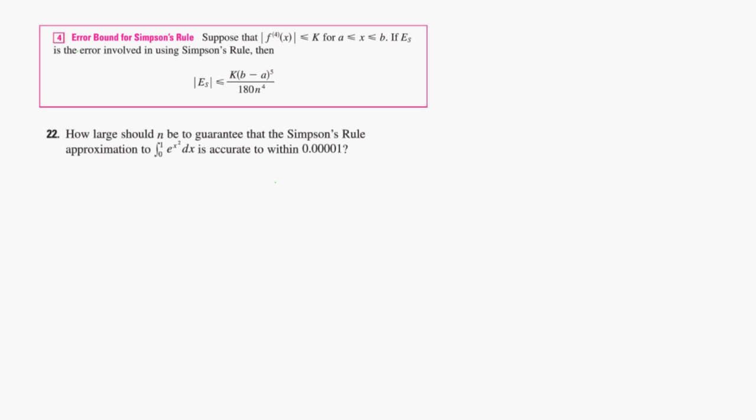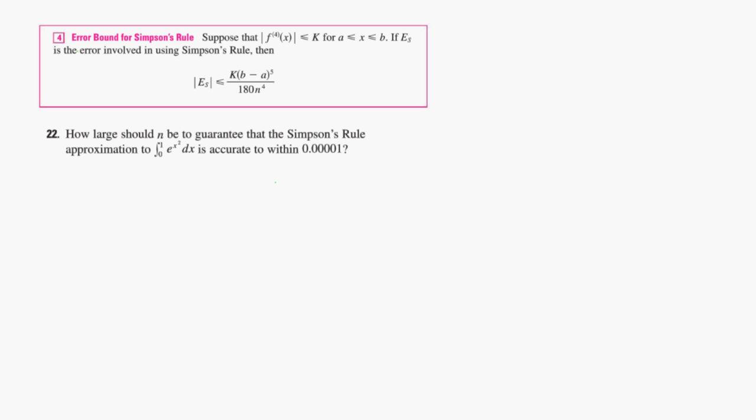Alright, let's look at the error bound for Simpson's rule. The error bound E_S is bounded by K, which is the upper bound for the fourth derivative of f, times (b minus a) to the fifth power over 180 n to the fourth. It's a fairly complicated formula, but we can handle this. The hardest part is finding the fourth derivative. It's just a little tedious. So let's do that.